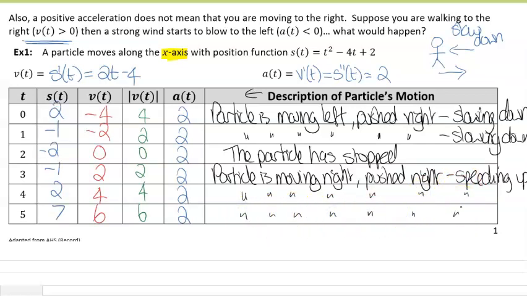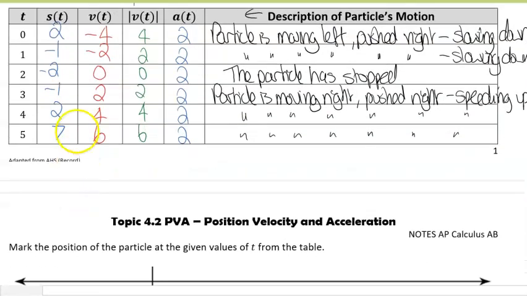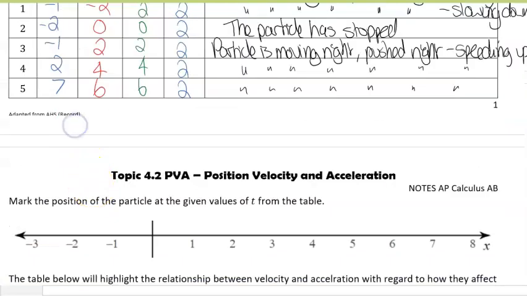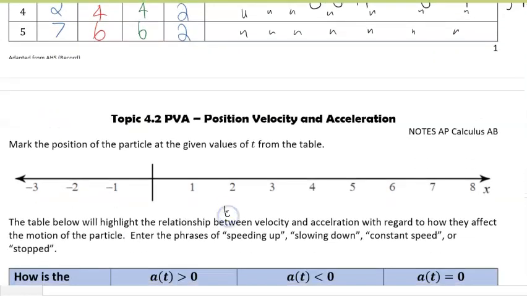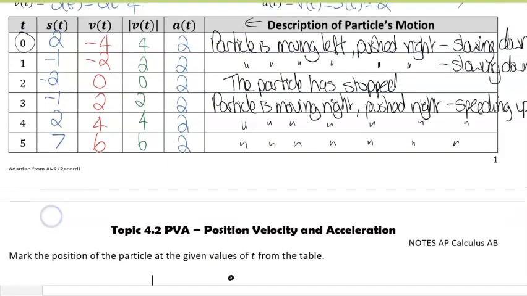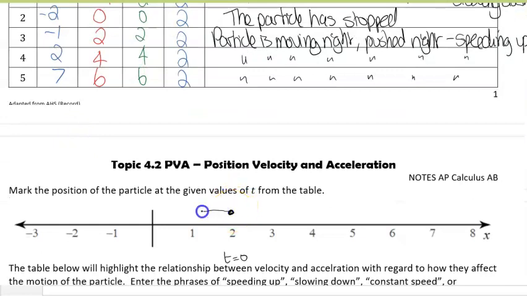Okay, now in this next part, we're going to actually take these numbers and draw out what the particle has been doing. Okay, so let me see if I can squeeze both of these in here. It says mark the position of the particle at the given values of t from the table. Okay, so at time 0, the particle is at position 2. So when t equals 0, the particle is right here. And it is moving to the left because it's negative. So it's going to somehow go this way.